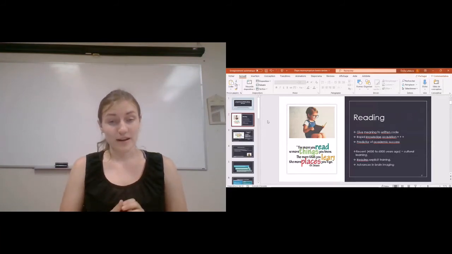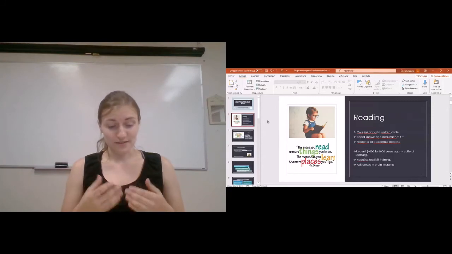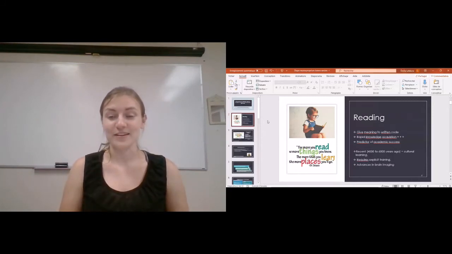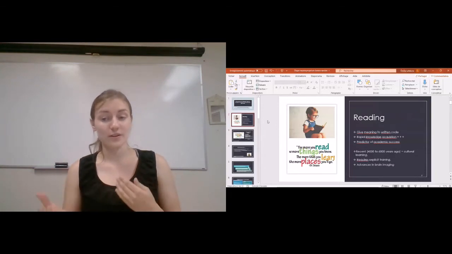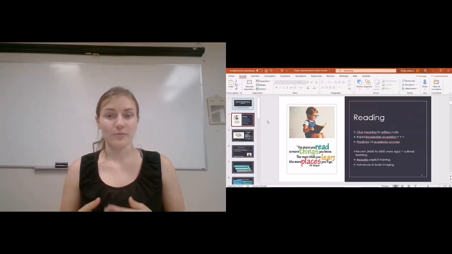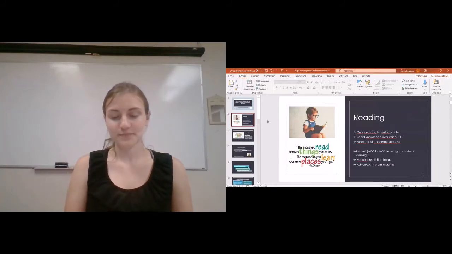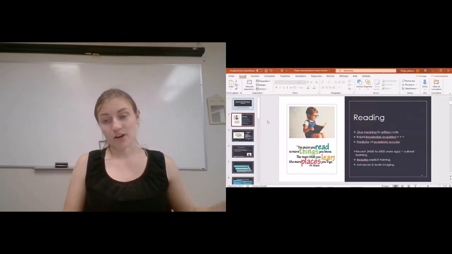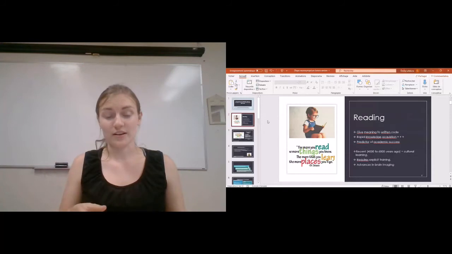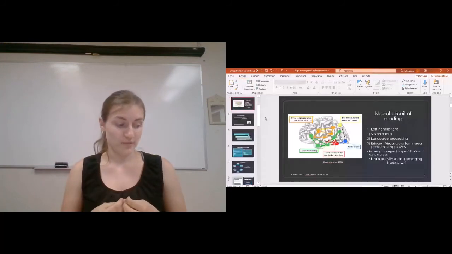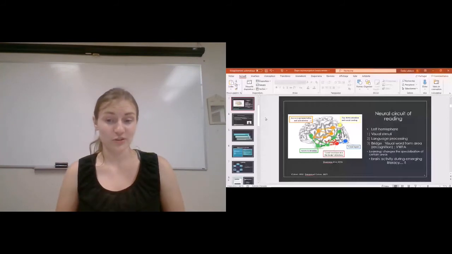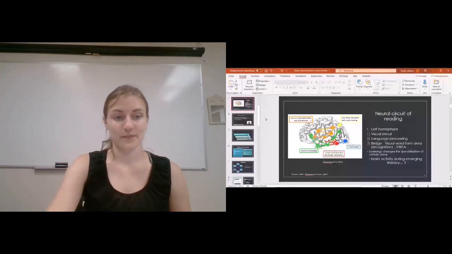The specialization of the visual word form area depends on experience, and our literacy skills actually correlate with the visual word form area's activation. So we do know what goes on in the brain during an adult's reading process, but we were wondering what signature neural activity can be detected in children during emerging literacy.